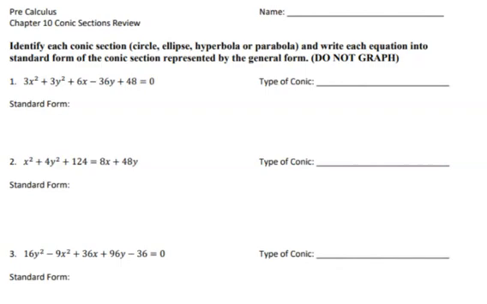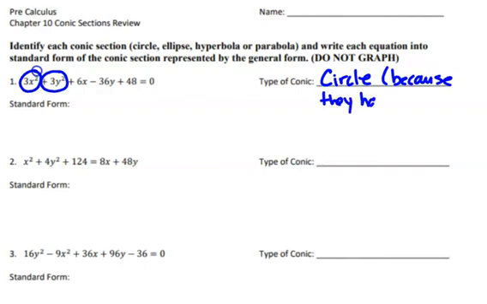Okay, so identifying, you want to look at the squared terms. In this case, x squared and y squared both have the same coefficient of 3. So this is a circle, because they have the same coefficient. Go down to number 2, x squared, y squared.